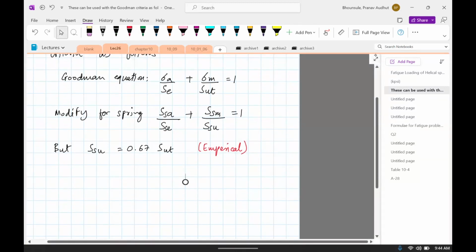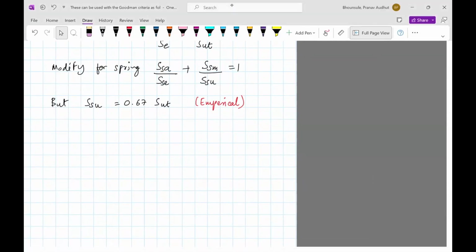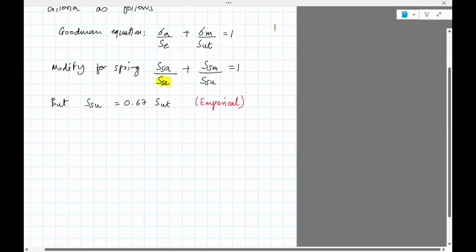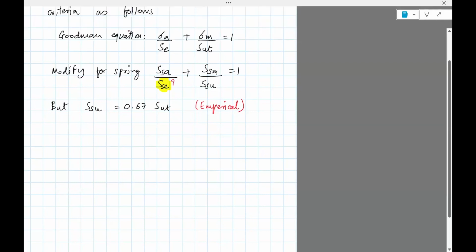Okay, so what I'm going to try to do now is compute the value for SSE. Why we need SSE is because SSE is the endurance strength, right? Once we know SSE, we can design the spring because that tells you the maximum stress we are allowed to use on a spring under fatigue loading. So we need to compute SSE. That's going to be our goal. Okay, so this is how we do it.